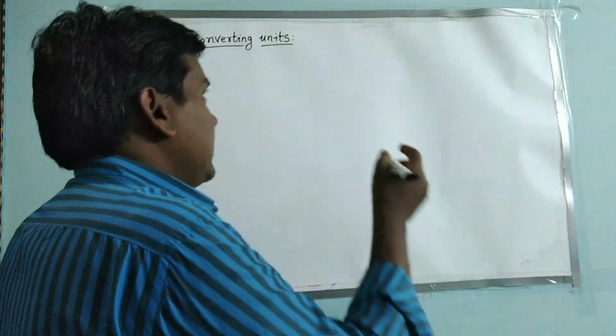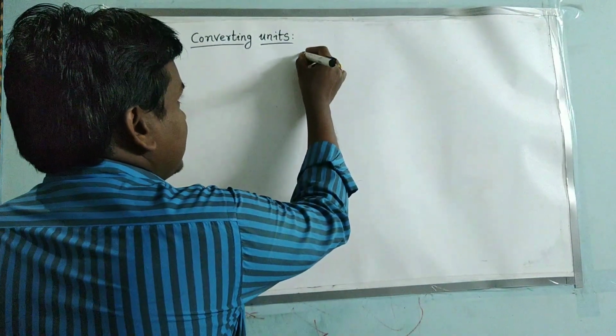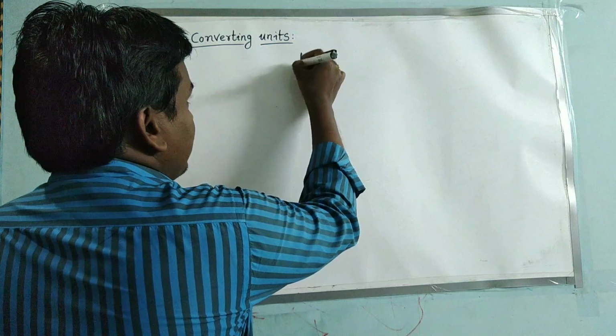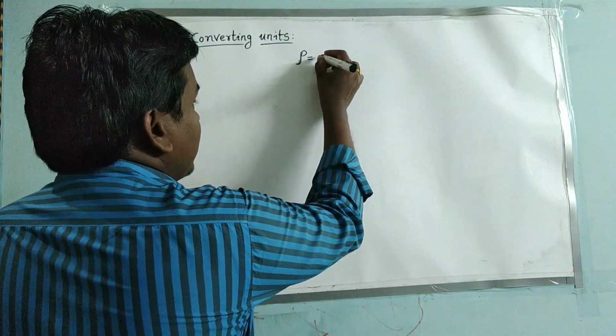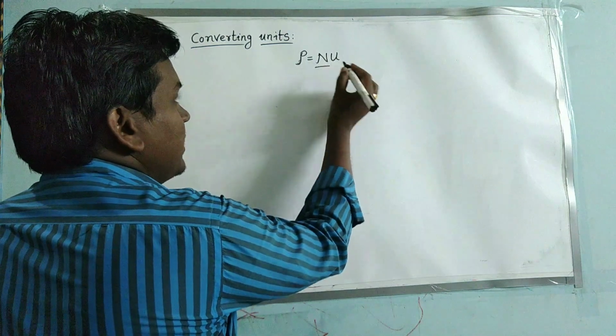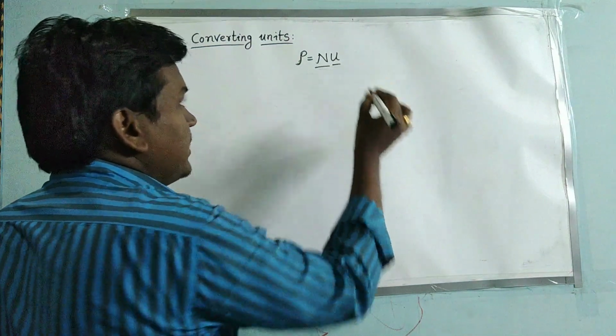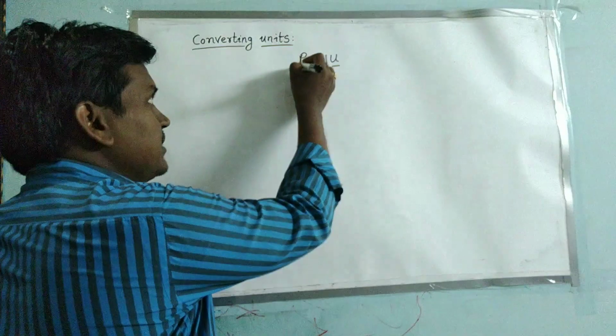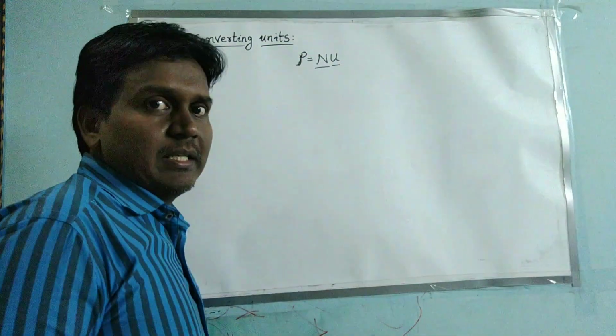And here I am considering a factor that physical quantity P equal to nu. Here n is the numerical value and u is the unit, where P is the physical quantity.